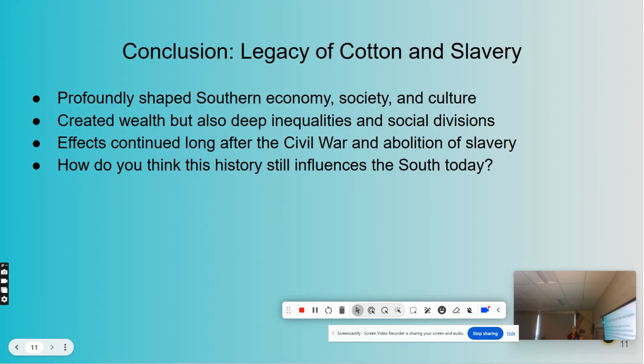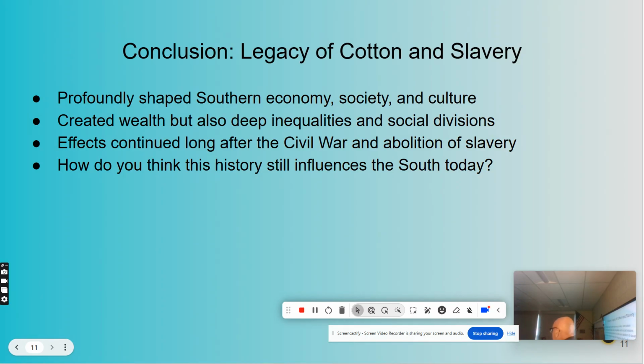All right. Conclusion: legacy of cotton and slavery. Profoundly shaped Southern economy, society, and culture. Cotton did, and slavery, for that matter. Both of these, cotton and slavery, are a tandem. In the American South during the period 1800 to 1860, cotton and slavery are going to go hand in hand. Created wealth, but also kept inequalities and social divisions. And the effects continued long after the Civil War and long after the abolition of slavery.